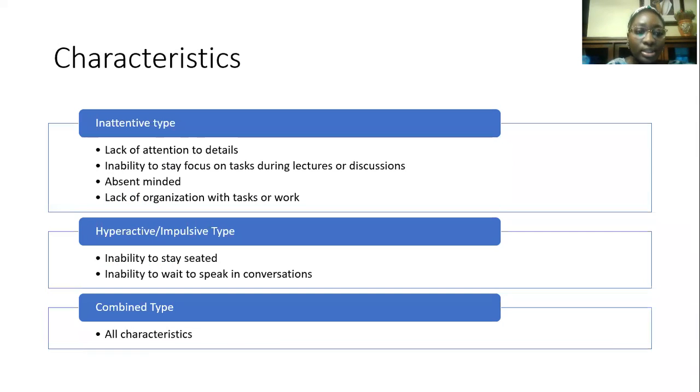Their characteristics: you have first the inattentive type. They have a lack of attention to detail, and an inability to stay focused on tasks during lectures or discussion. They can be absent-minded, or they can have a lack of organization with tasks or work. The second one is the hyperactive, impulsive type. They have an inability to stay seated and also an inability to wait to speak in conversation. So sometimes they can cut you off, but it's not done on purpose. They just can't help it. And the last one is the combined type, where you have all characteristics from the inattentive and the impulsive one.